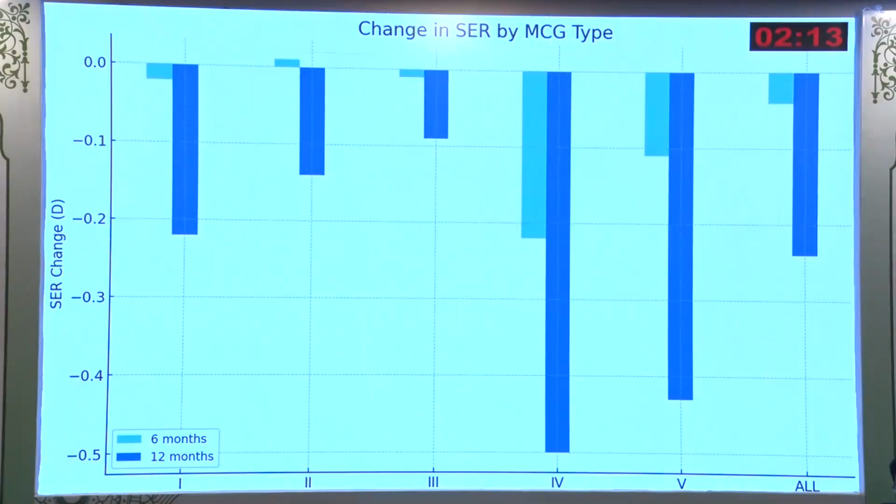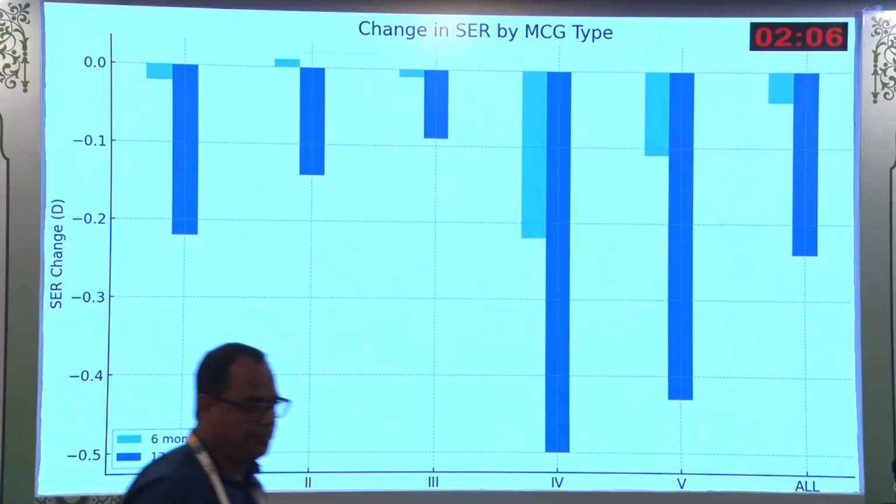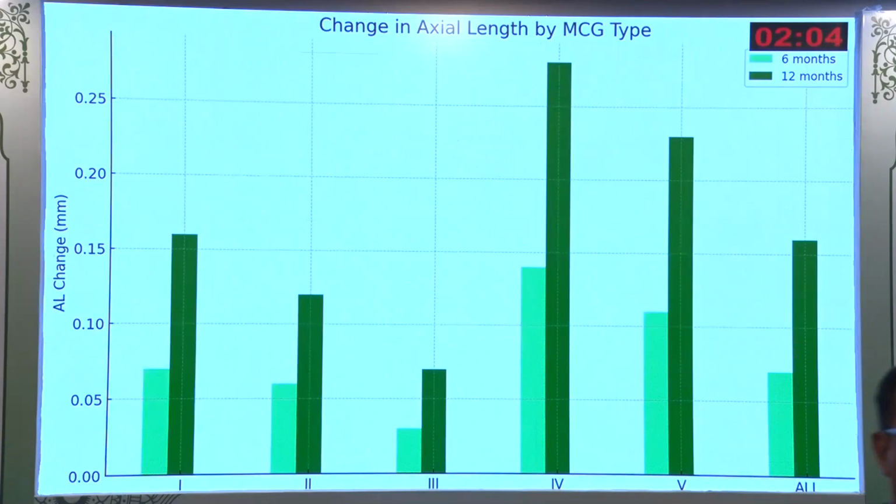This is the change in the refractive error, and it shows that the type 3 glass worked the best, followed by type 2 and type 1. Type 4 and 5 did not fare that well. In the axial length change, again, the type 3 glass worked the best, followed by type 2 and type 1.